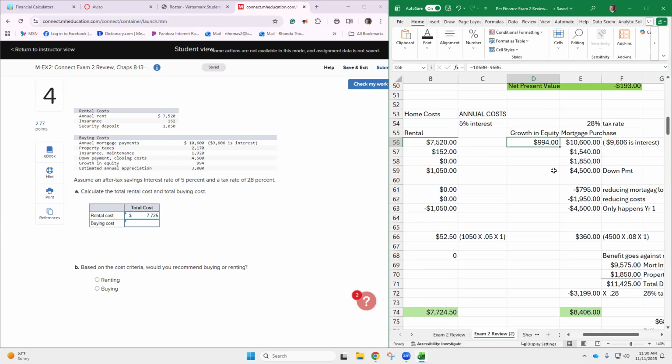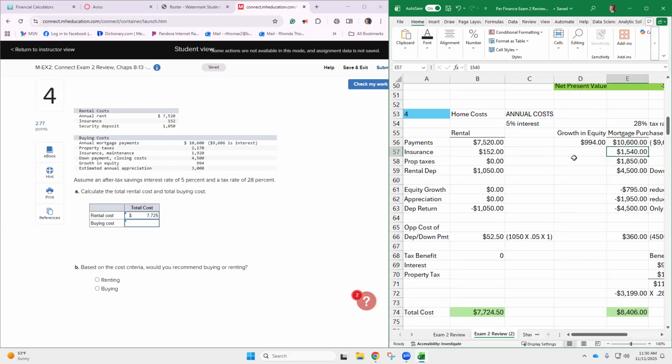So the first year we paid $994 towards equity. And we don't know how big our mortgage is. We just know the payment of it. The next thing we're going to work on is insurance. So the yearly insurance premium is $19.20. The property tax is $21.70. The down payment is $4,500, which I think all of us have as our down payment.